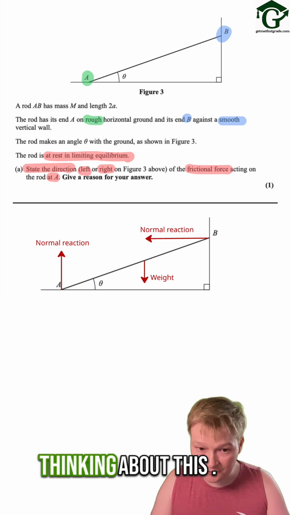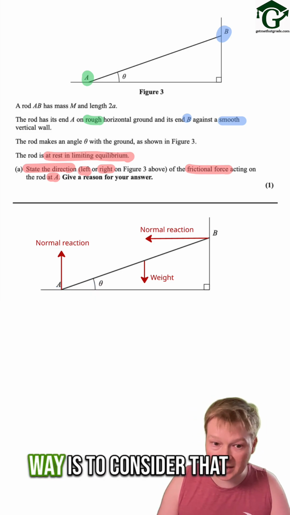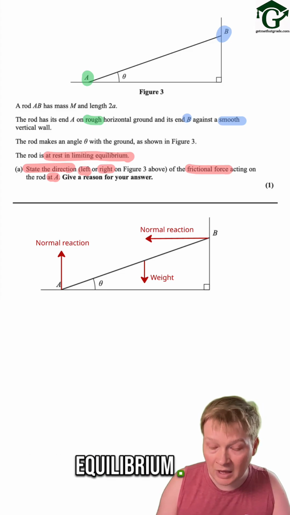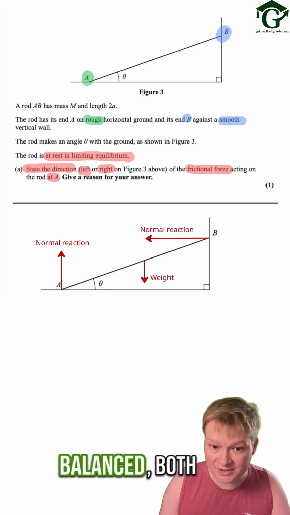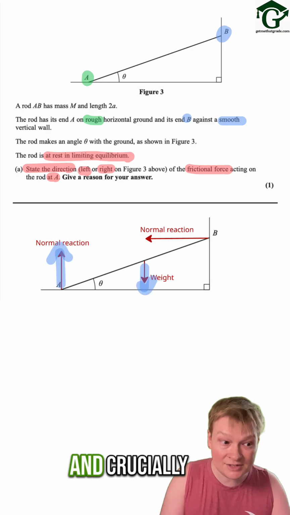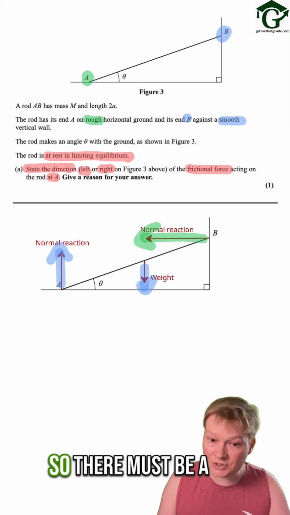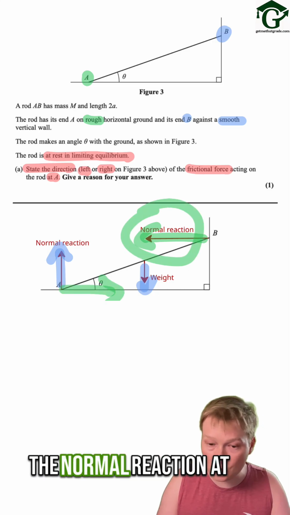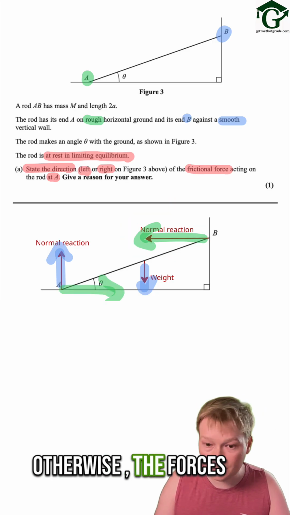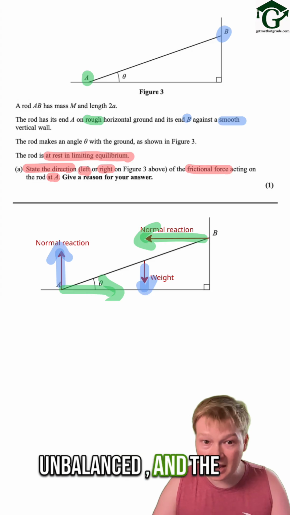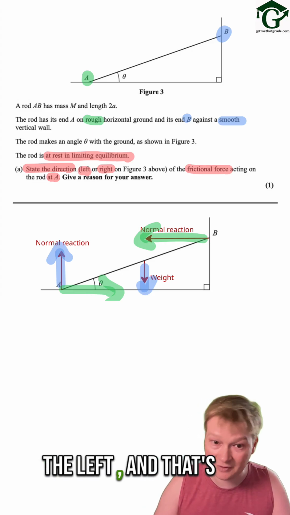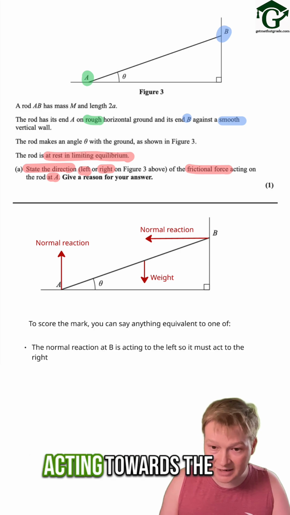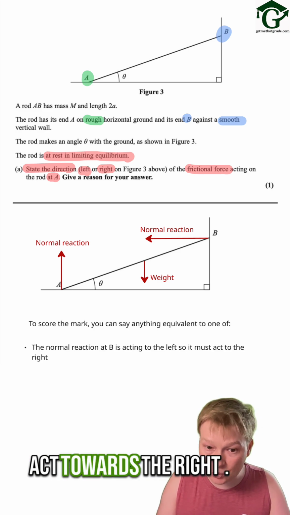Well, there's different ways of thinking about this. Perhaps the easiest way is to consider that we know that the rod is at rest in limiting equilibrium. That must mean that the forces are balanced, both vertically and, crucially, horizontally. So there must be a force acting towards the right to balance out the normal reaction at B. Otherwise, the forces horizontally would be unbalanced, and the rod would be accelerating towards the left, and that's not happening. So to score the mark, you could say the normal reaction at B is acting towards the left, so friction must act towards the right.